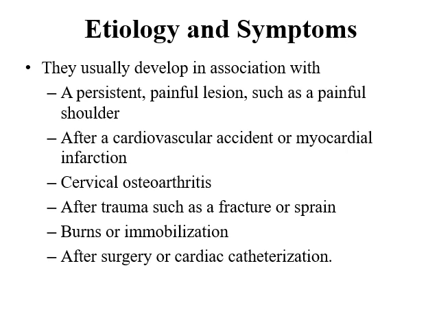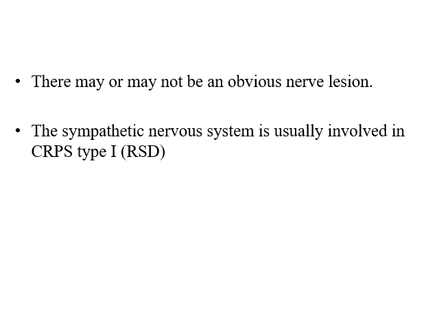I would like to inform you that CRPS, that is RSD or causalgia, is not limited to only the upper extremity. It is found in the lower extremity as well. There may or may not be any obvious nerve lesions. The sympathetic nervous system is usually involved in CRPS type 1, that is RSD.